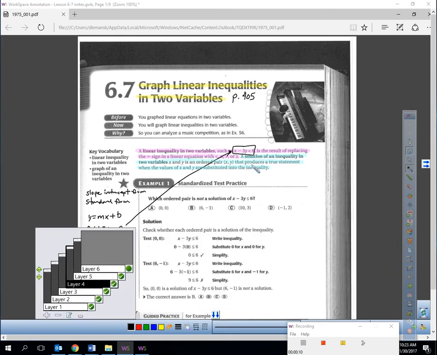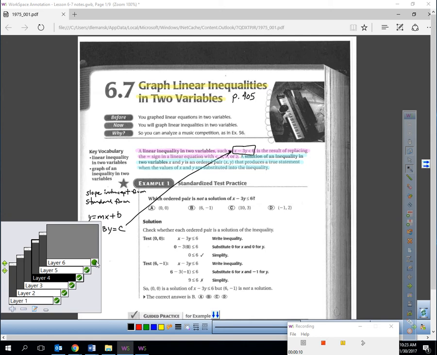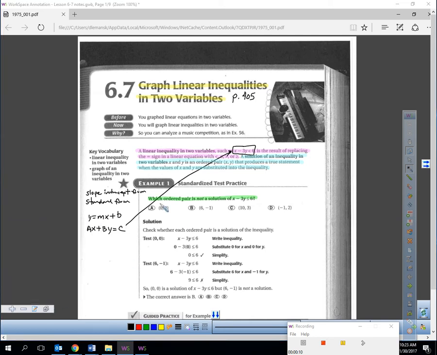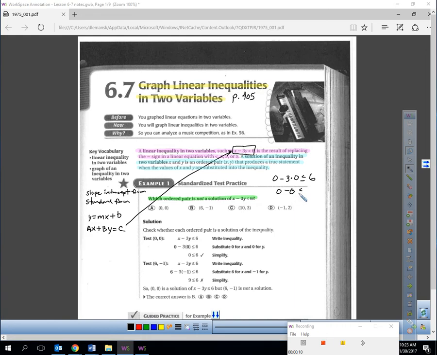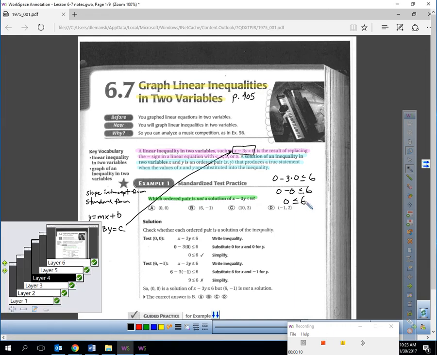Now, a solution of an inequality in two variables is an ordered pair that produces a true statement when the values x and y are substituted into the inequality. Let's do an example of that. Which ordered pair is not a solution of this inequality? Well, let's try 0, 0. If I plug in 0 for x and 0 for y, I would get 0 minus 3 times 0 less than or equal to 6. This would be 0 minus 0, so 0 less than or equal to 6. That's true. So A is a solution.